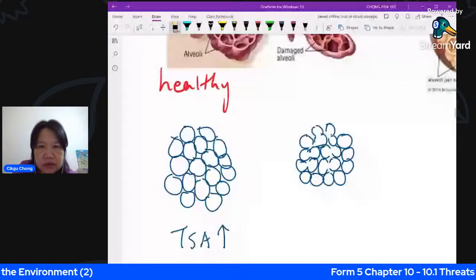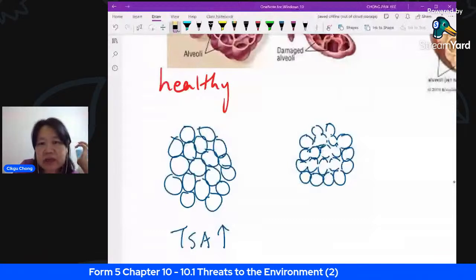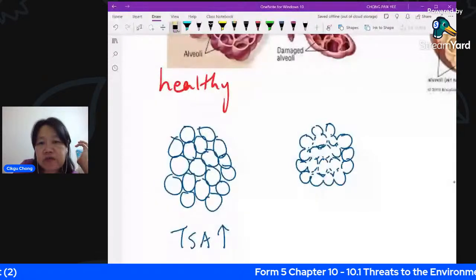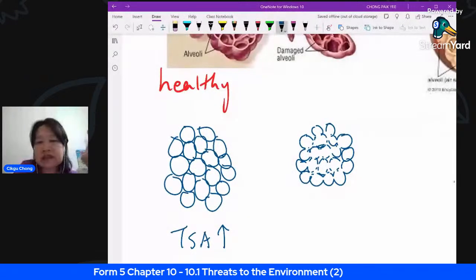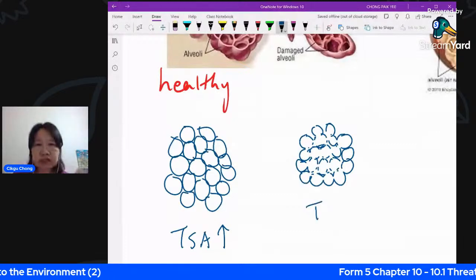So you find that the surface decreases. You see the surfaces? The surface decreases and each alveolus, or alveolar sac, is not that complete. So when you take into account the surface area, it is definitely much lower. I'll write TSA, total surface area decreases. You have emphysema.